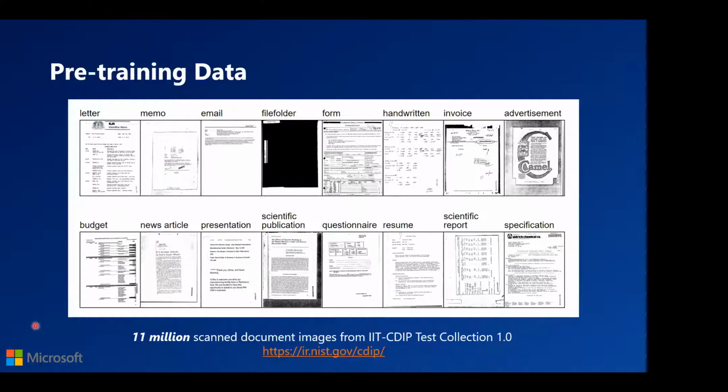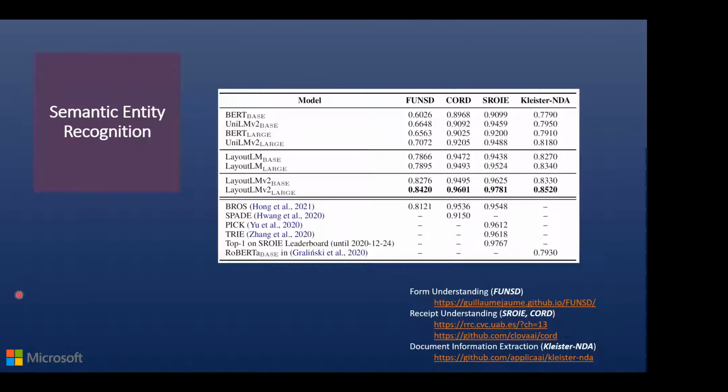The pre-training data is on the well-known IIT CDIP dataset that has about 11 million scanned documents. The process is you run the OCR first, you get all these text lines and bounding boxes, and then you run them through the LayoutLM or LayoutLM v2 models for pre-training to get these models. These models are then evaluated based on their downstream tasks.